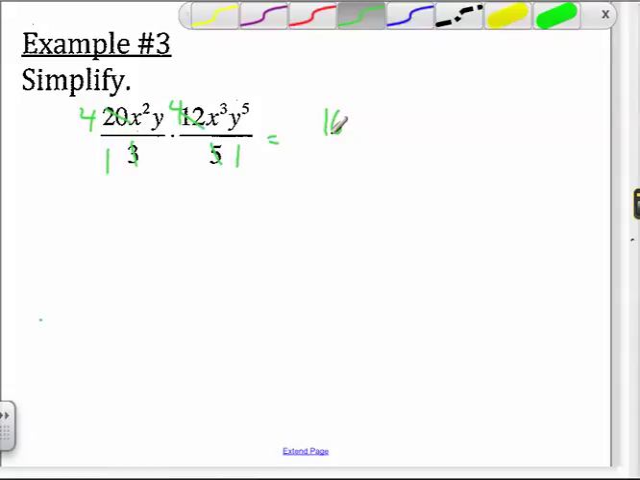And Reed, go ahead and take the x's for me. What do I get? X to the 5th. And then I'm going to let David, what do I get with the y's? Y to the 6th. And then we're done.